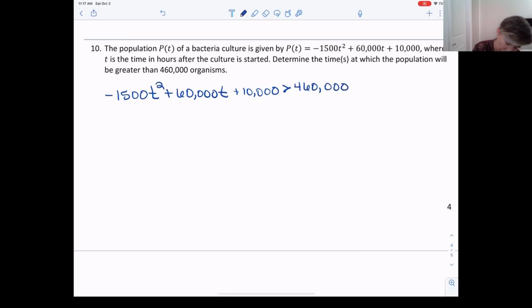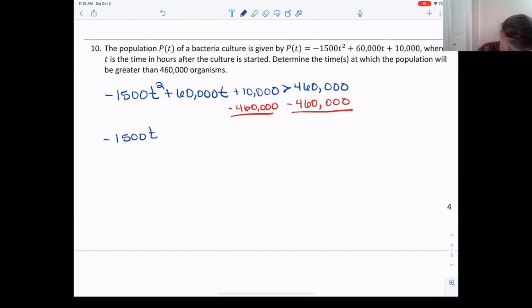460,000. Now, again, it didn't say equal to or greater than or at least. We have to be really careful with the wording, whether or not we have that or equals to sign. They want it strictly greater than 460,000 organisms. So we can work this as a quadratic. We can set the inequality equal to 0. So let's subtract 460,000 from both sides.